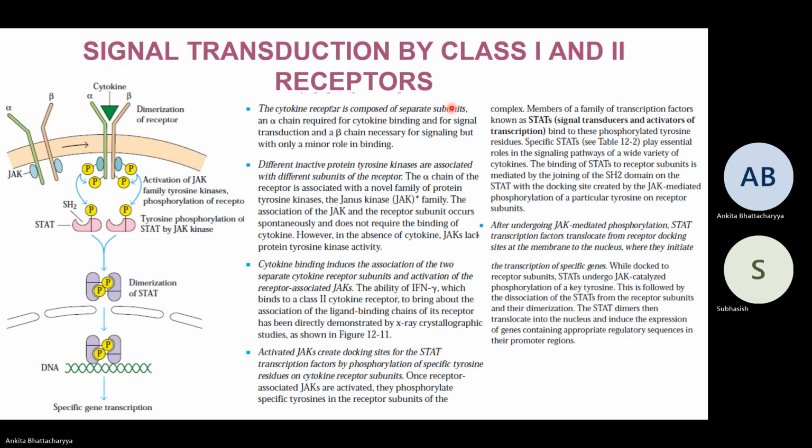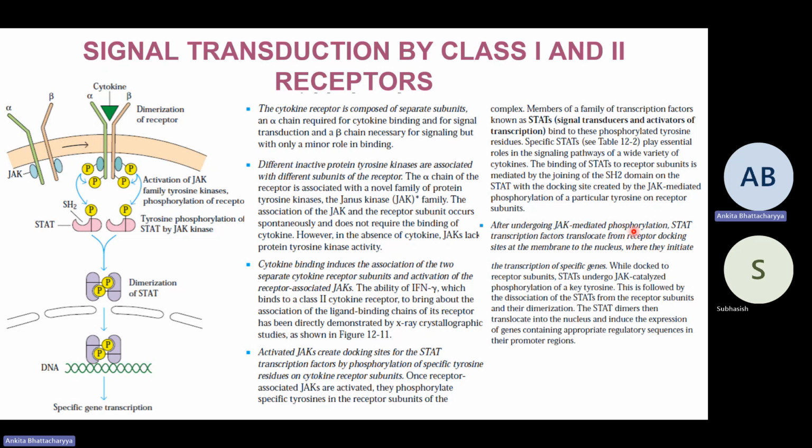The binding of STATs to their receptor subunits is mediated by joining of the SH2 domain on the STAT with the docking site, which is created by JAK-mediated phosphorylation of tyrosines on the receptor subunit. So here you have the receptor. On top of the receptor, there is phosphorylation, and this phosphorylated receptor tyrosine molecule is allowing the docking of the STAT factors.